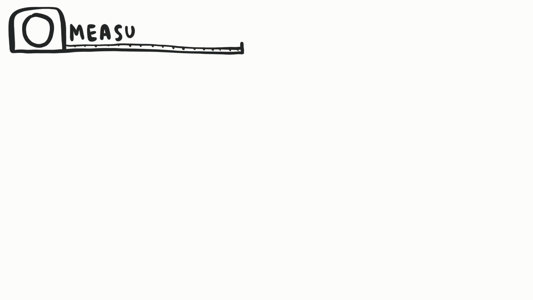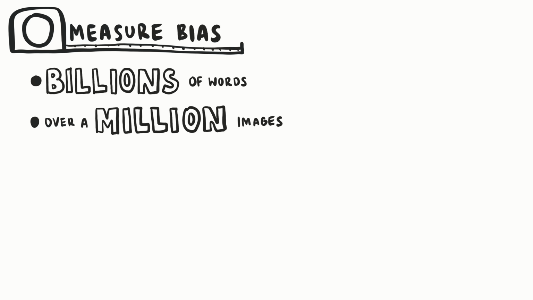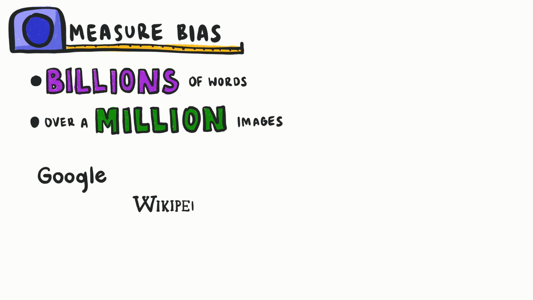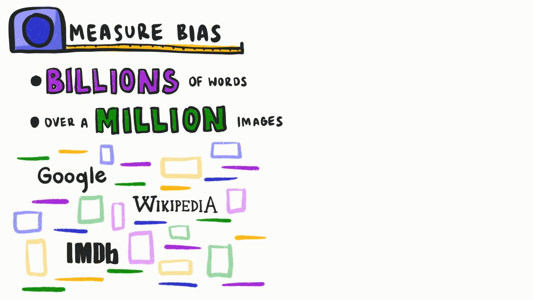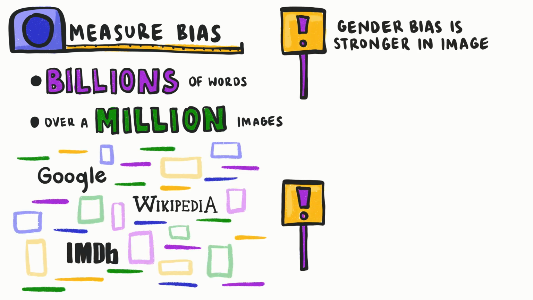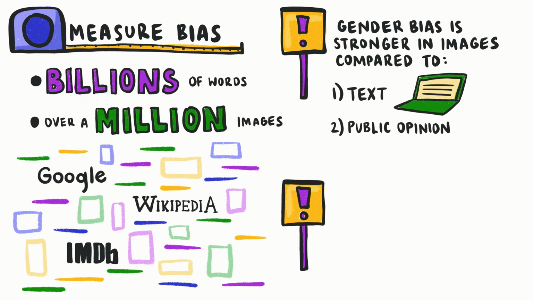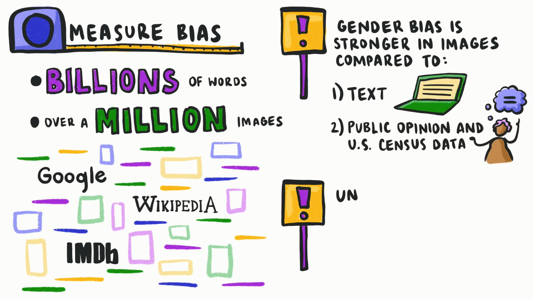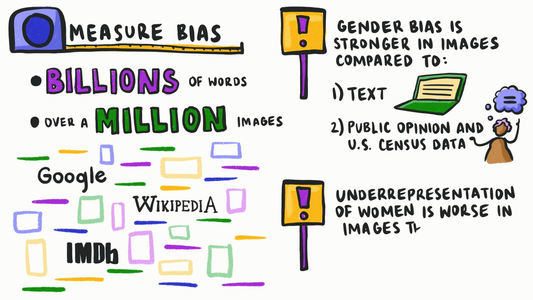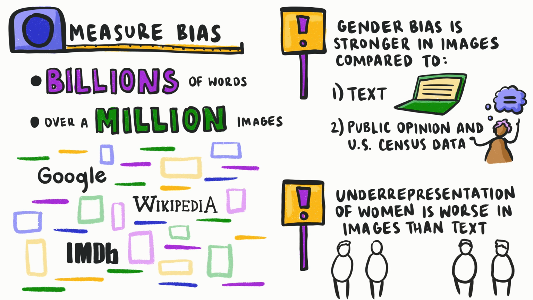We measure bias across billions of words and over a million images from a variety of online platforms, including Google, Wikipedia, and IMDb. We find that gender bias is stronger in images compared to not only text, but also public opinion and US Census data. We also find that the underrepresentation of women online is much worse in images than text. According to the internet, most people are men.